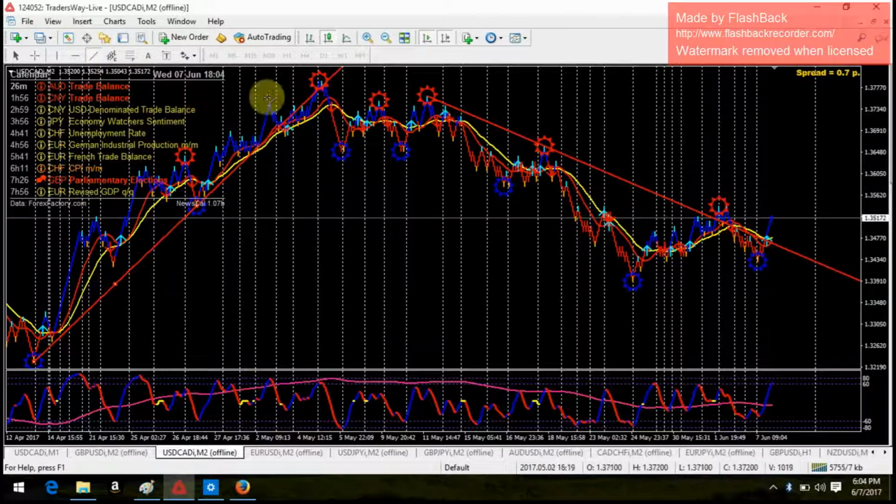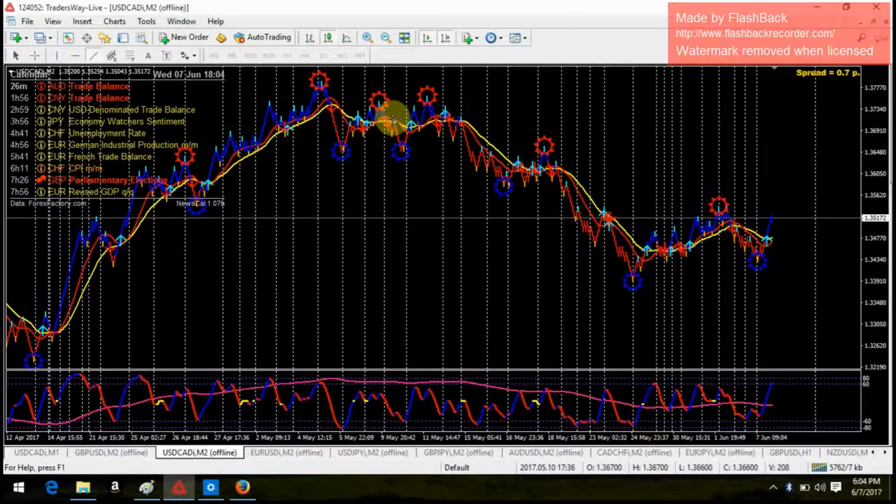Let me delete these. This is how you delete a trend line. You double click it. There's a button on your computer called delete. It's DEL. So press delete. So that's how you delete anything. You double click it and press delete.